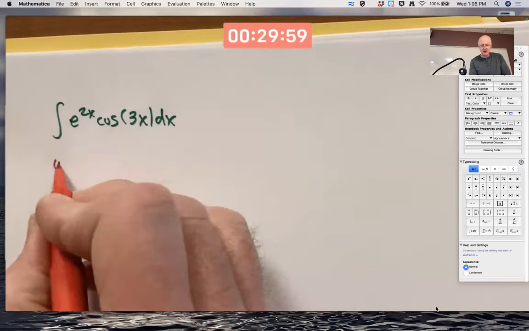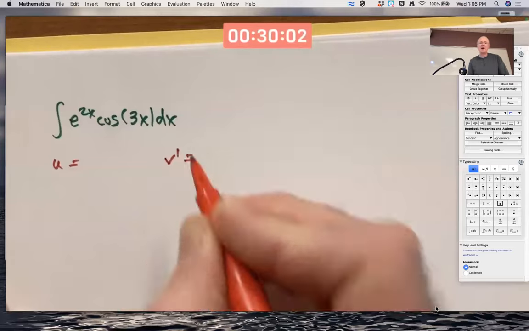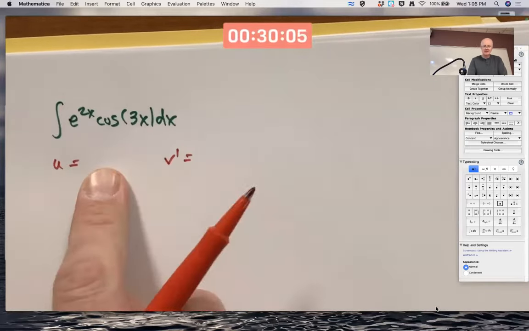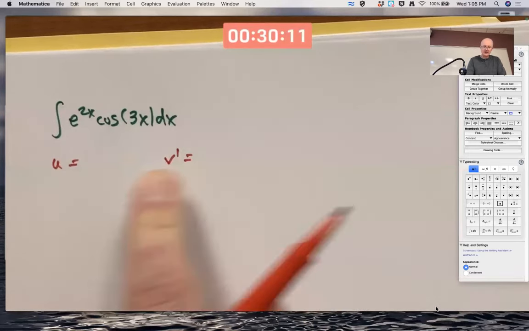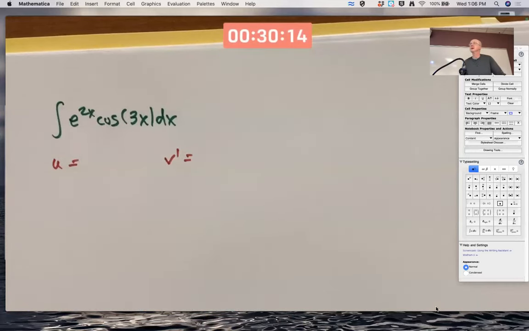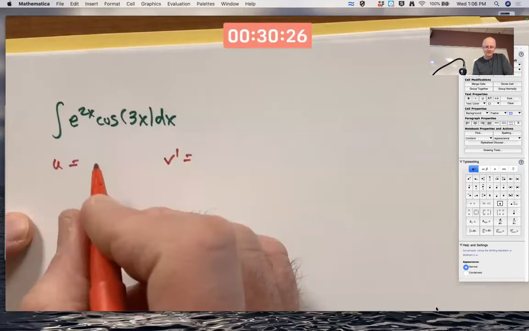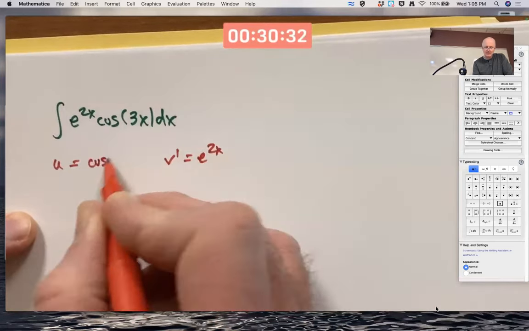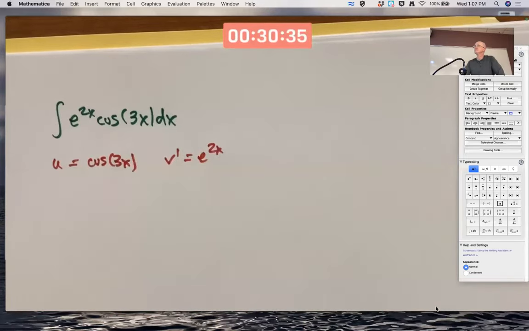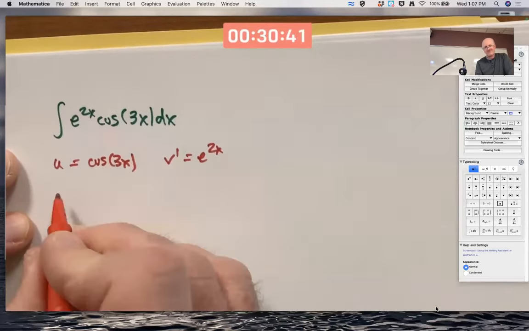It's a product of two functions, one of which should be u and one of which should be v prime. Which should I choose? Should I choose u to be e to the 2x and v prime to be cosine of 3x? Or the other way around, v prime being e to the 2x and u being cosine of 3x? The answer is it actually doesn't matter in this problem. Either way is okay. You might wonder how that's going to happen, but I do claim either way is okay. Okay, we'll go ahead and do it that way. But the other way is okay as well. And they're about equivalent in difficulty, actually.